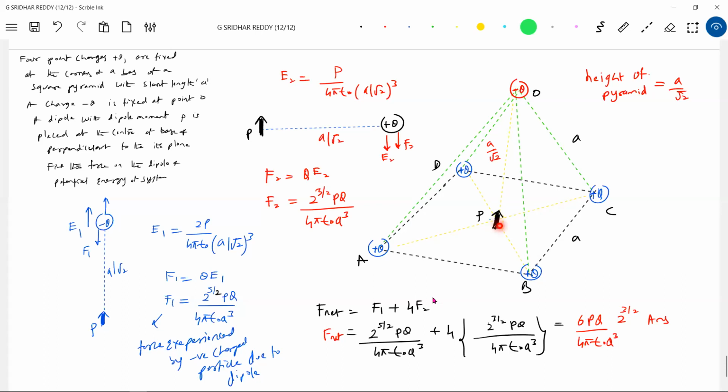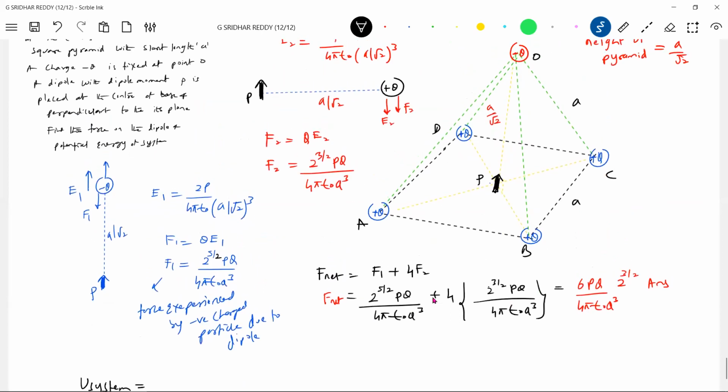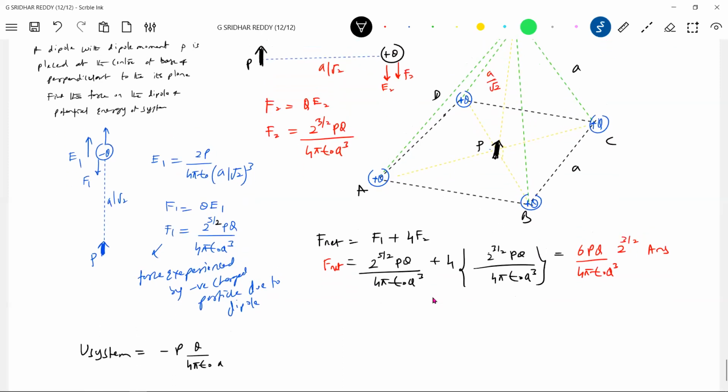Fine. This is one thing. Next, again, the interaction potential between these charges. The sum of all that has to be written. So I'll conclude everything. The potential of the system should be equal to the negative charge. So this will be minus P Q by 4 pi epsilon naught A by root 2. Please make an observation. I'll minimize it.